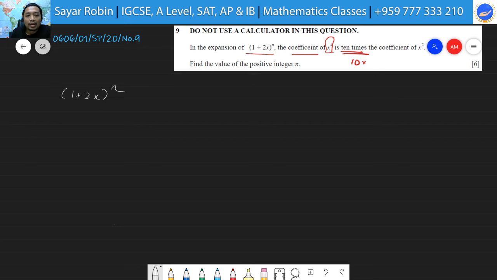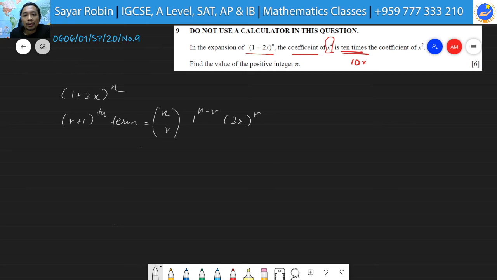I hope you are familiar with nCr x to the n minus r, y to the power r, which represents the general term, or the (r plus 1)th term. So I'm going to write down the (r plus 1)th term: n choose r, then 1 to the power n minus r, and y to the power r, which means (2x) to the power r. So I have directly substituted the values into the formula.